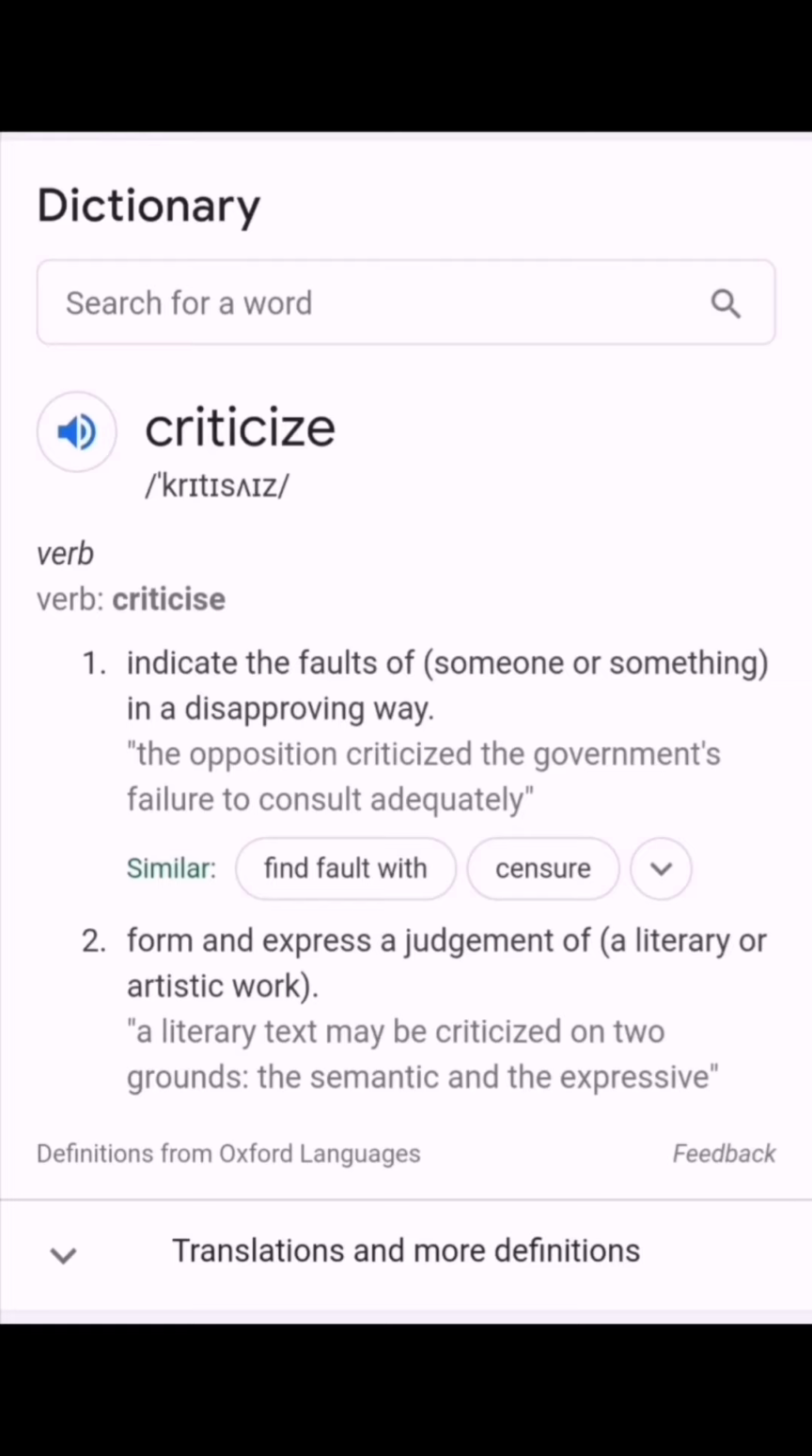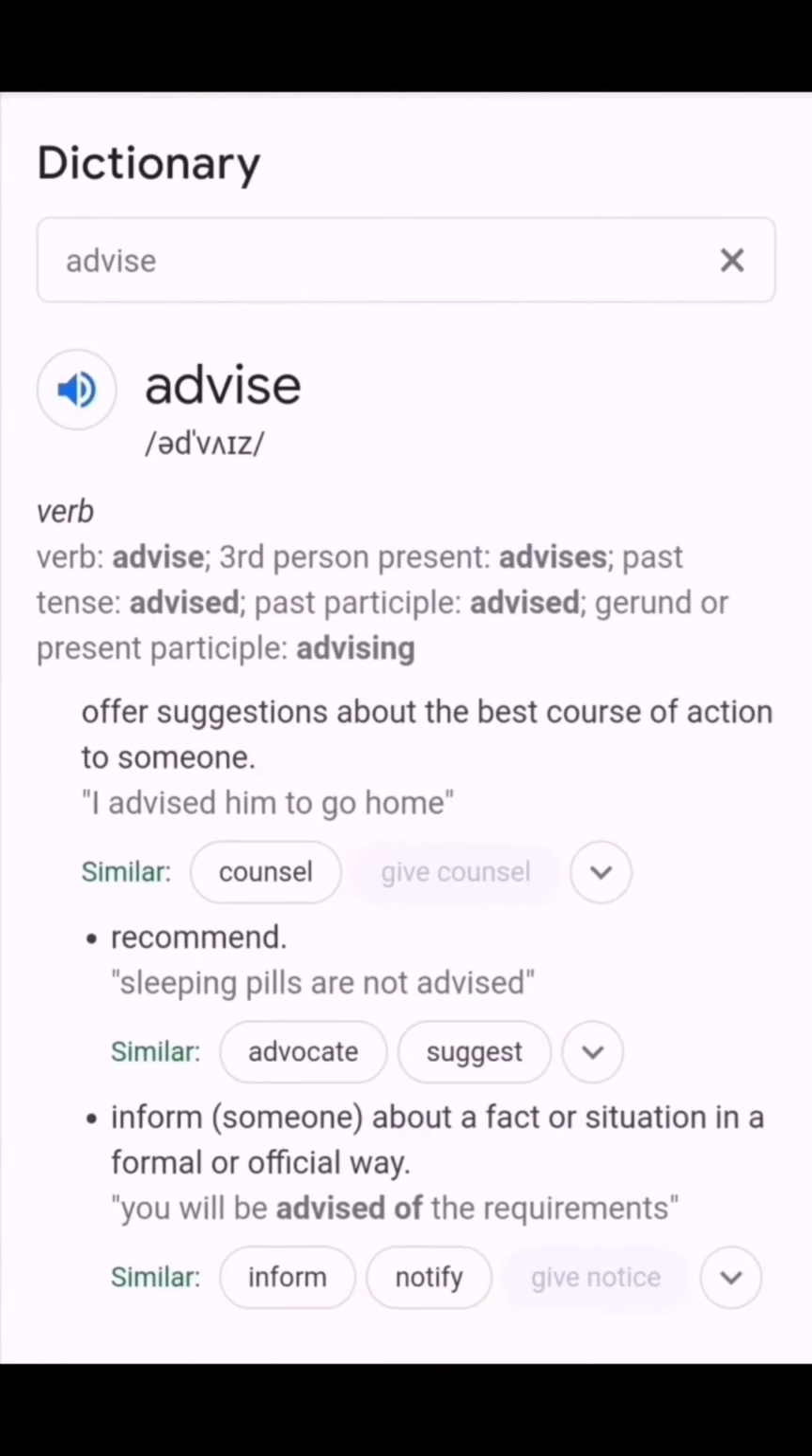Next is criticize. Criticize means, first of all, to indicate the faults of someone or something in a disapproving way. I give you an example of a sentence: The opposition criticized the government's failure to consult adequately. Or, criticize also means to form and express a judgment of a literary or artistic work. An example of a sentence: A literary text may be criticized on two grounds: the semantic and expressive. By the way, this is a verb. That is the difference between when to use ZE at the back and SE. We will move on to the next word.